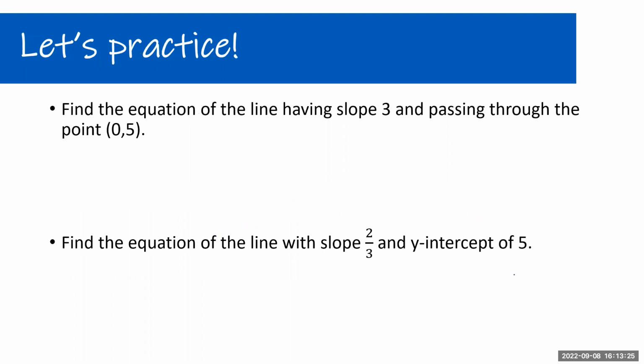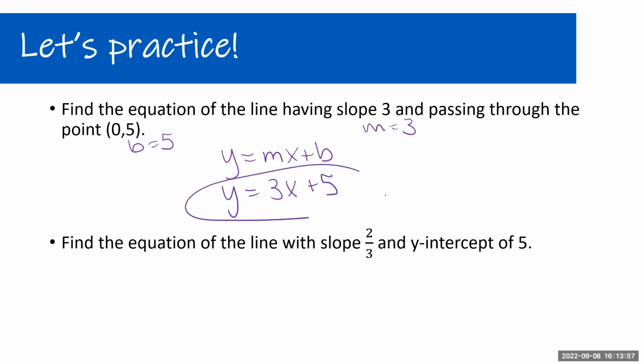Practice another couple. This is a great place to pause and make sure that you can follow. Let's find the equation of a line having a slope of 3 and passing through the point 0, 5. So here we know that b is going to be 5, and we know that m is going to be 3. Okay? So we have y equals mx plus b, which is going to give us y equals 3x plus 5. That's all we need to do. That's our answer. Easy test question, right?